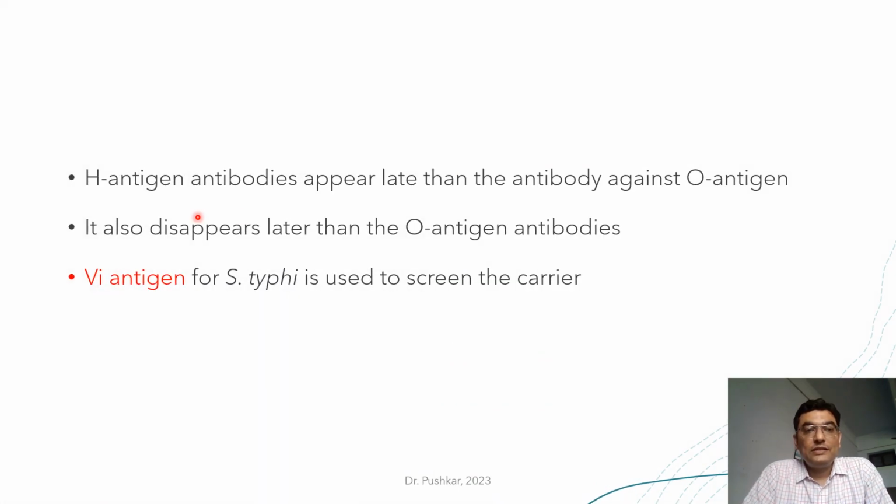Now, the H antigen antibodies appear later than the antibodies against the O antigen. So the O antigen antibody is more important for earlier diagnosis, and the H antigen antibodies disappear later than the O antigen antibodies. However, if you want to diagnose a carrier, then the Vi antigen of Salmonella typhi is used. The antibodies to the Vi antigen are positive in almost 70% of chronic carriers.